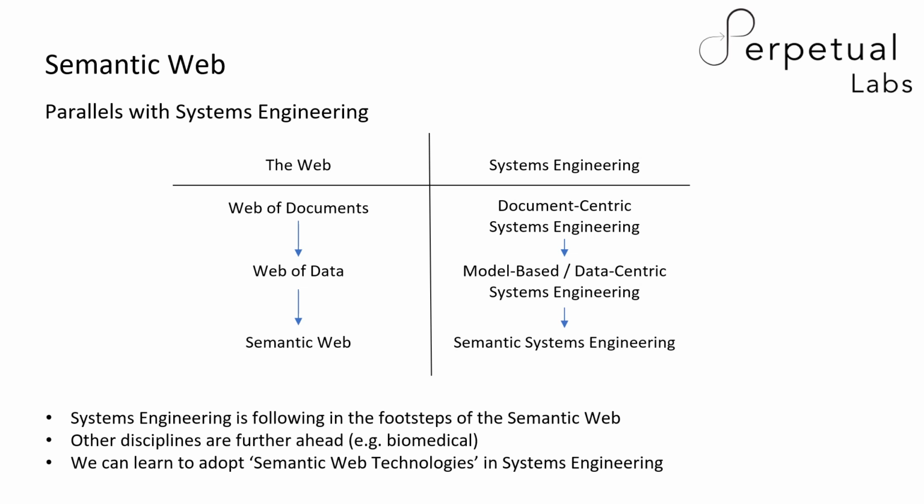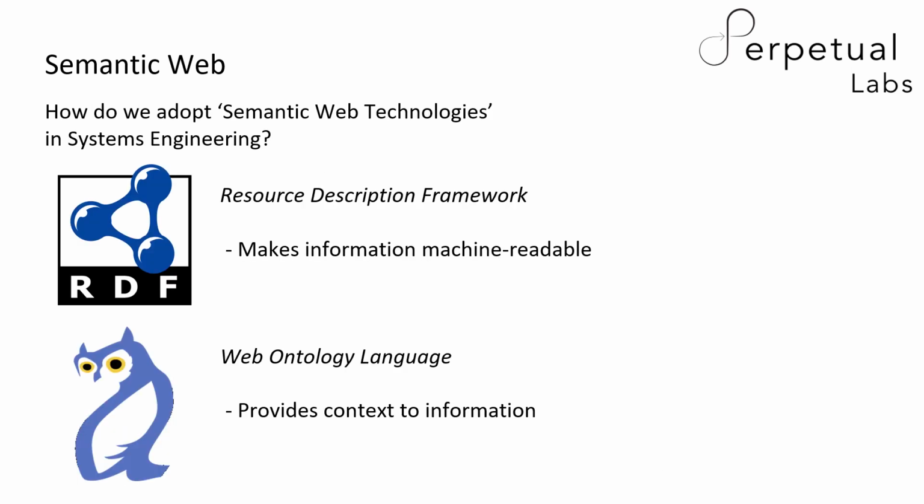In systems engineering, we are seeing a similar evolution in terms of the structuring of our data. Other disciplines, biomedical for example, are further ahead in the adoption of these semantic web technologies. The goal then is to adapt them in our domain to enable semantic systems engineering. And there are two key steps to achieving this that I'll talk about today. The Resource Description Framework, or RDF, makes information machine readable, and the Web Ontology Language, or OWL, provides context to this information.